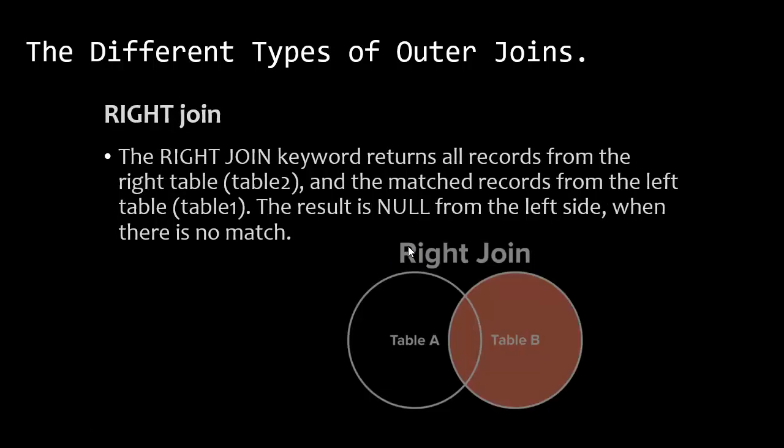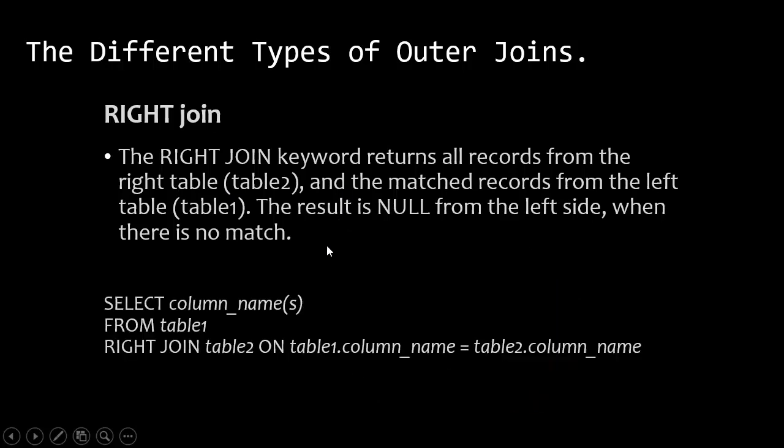Obviously, the right join is exactly the opposite. In this case, the right join keyword returns all records from the right table and the matching records from the left table. The result is null from the left side. So once again, we're looking at this situation: table 1 right join table 2. It's going to return all the rows from table 2 because it's to the right of the join statement, and only those that match will come back from table 1.